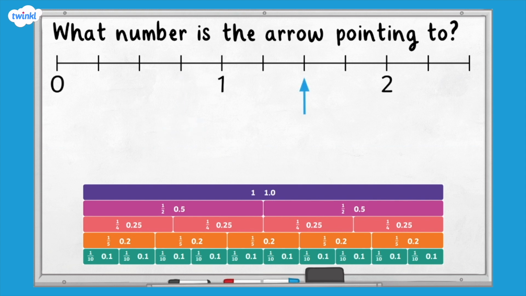On this number line, what number is marked by the arrow now? Pause the video here and have a go. We already know that each section is 0.25, so starting from the 1 mark, the next marker would be 1.25, and the second marker would be 1.5, so the arrow is pointing at 1.5.